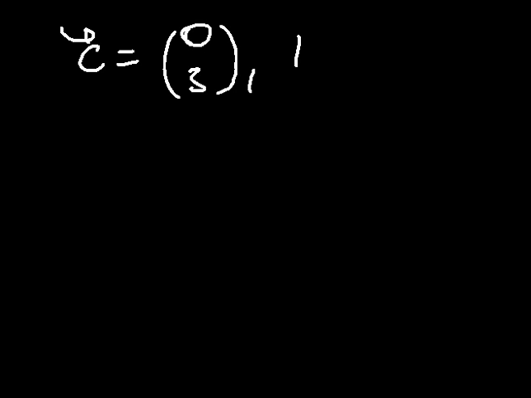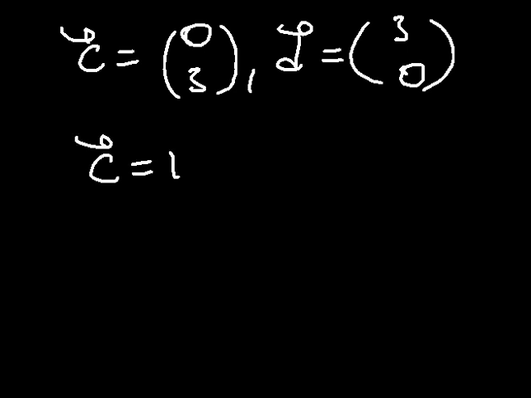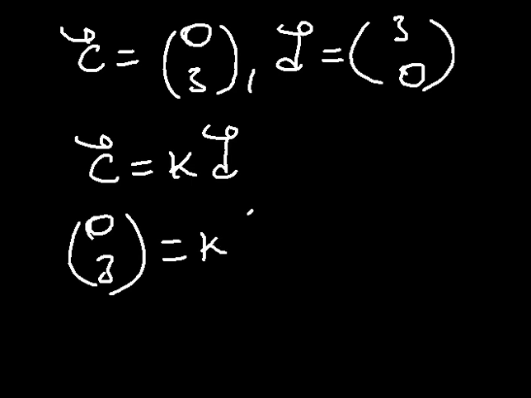And let's say we have the vector d, which is given as (3, 0). Now let's see if these two vectors are actually parallel vectors. The principle remains the same. The vector c has to be equal to a scalar multiple of the vector d. The vector c is given as (0, 3), and that will be equal to k times (3, 0).